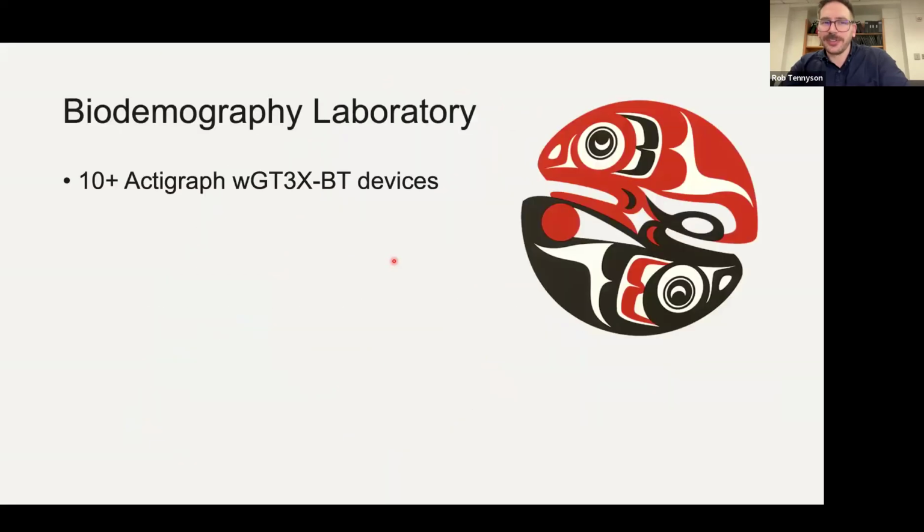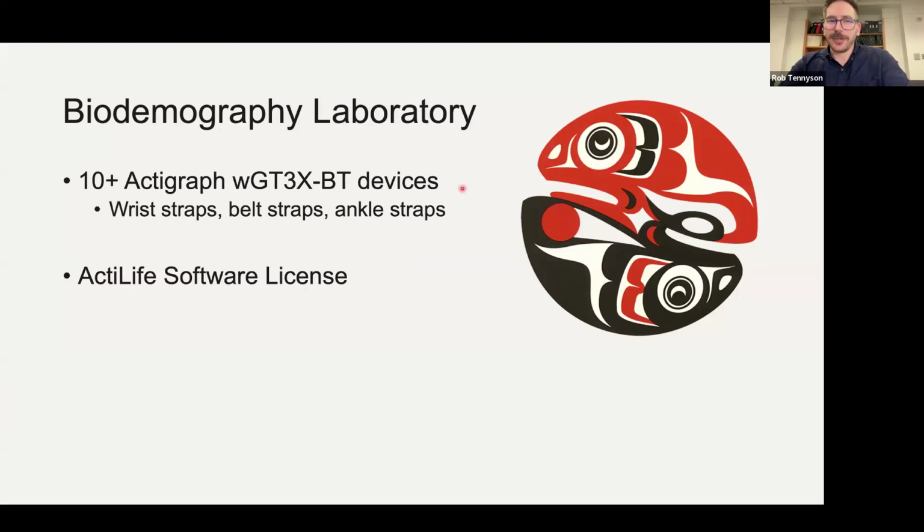Just a quick slide on the resources available at UW and the Biodemography Laboratory. I think I've already brought most of these up, but as a reminder, there's 10 plus Actigraph devices there. We used to have more, but I ran a remote study and was not very good at making sure these came back. I have other, better strategies now for everyone else to use so that we don't lose any of our shared equipment in the future.